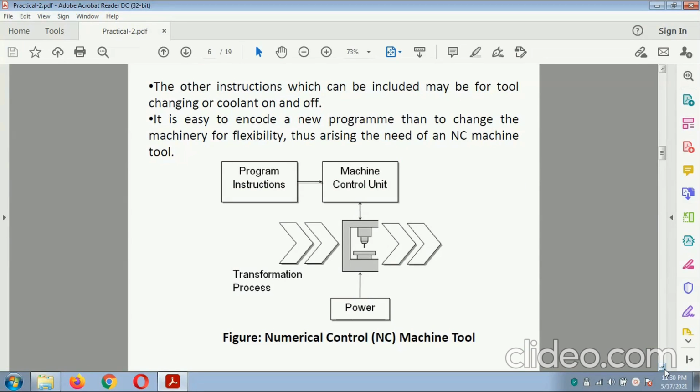So this is the diagram which shows the instruction which is provided to the machine. This is the machine control unit, in which you have to control the machining operations. With respect to that control, we are giving the instructions to the tool, and this is the job. With respect to these instructions, it can perform the operation, and the job is supported by the power, and this machine tool can carry out the process. This is the diagram which is related to the numerical control machine tool.